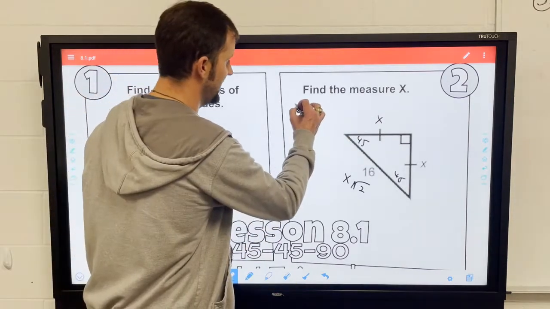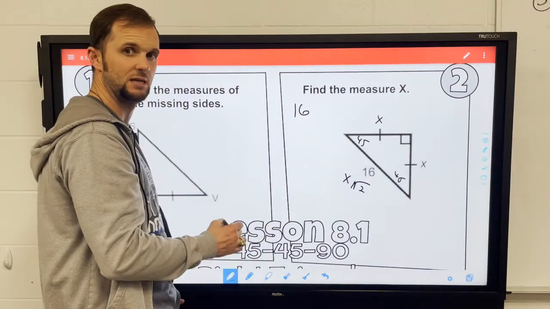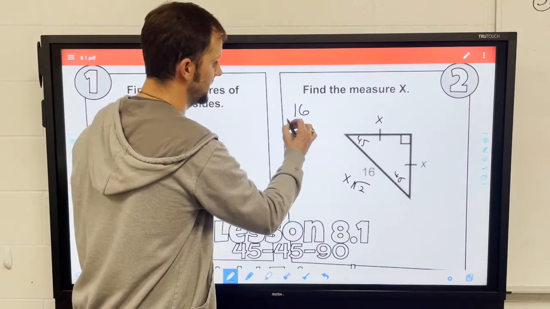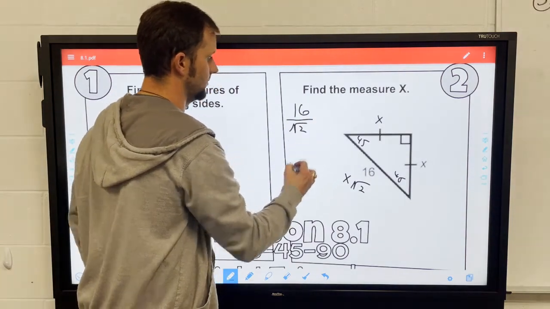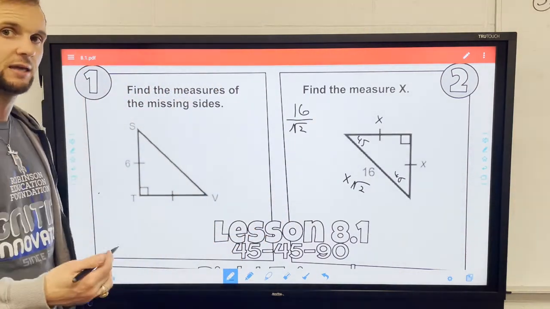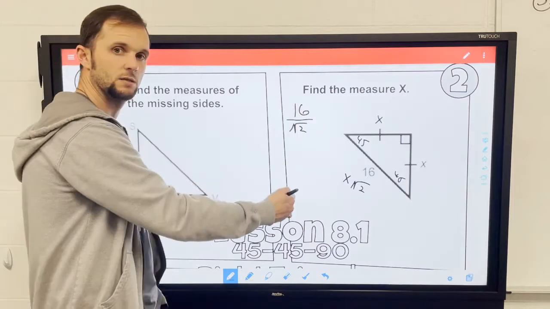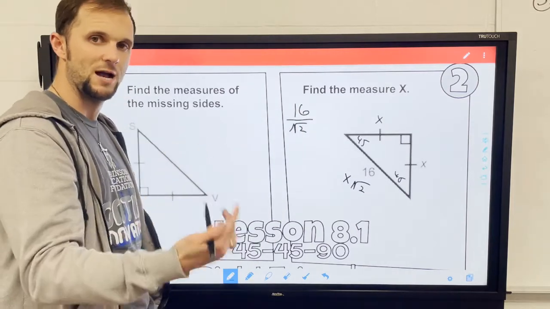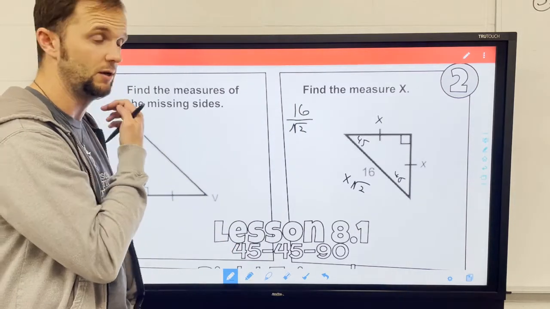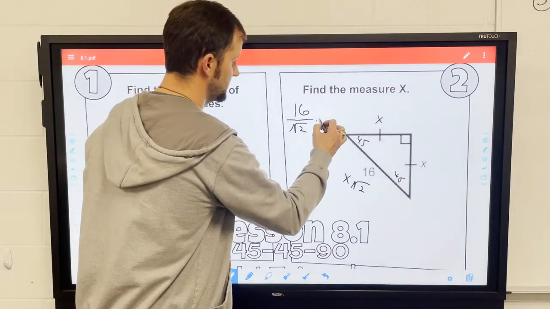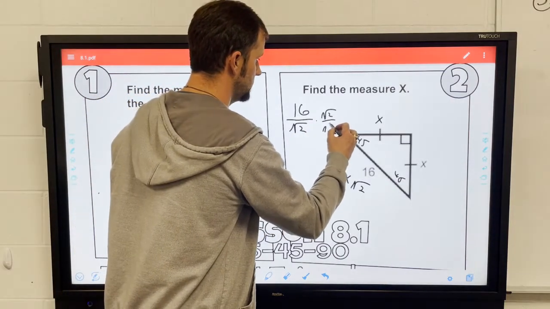So I'm going to take the hypotenuse, which is 16, and to find this leg, I'm going to divide by the square root of 2. Okay? So right now, looking at this, this is not going to be perfect. So now I have to do something called rationalizing the denominator. I'm going to end up multiplying by the square root of 2 over the square root of 2 here.